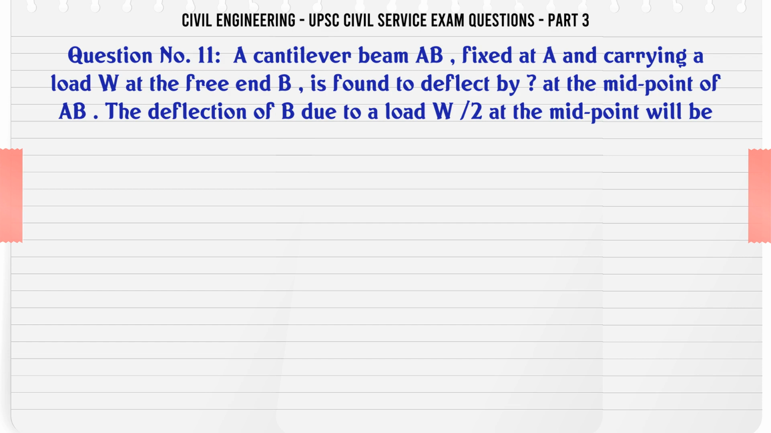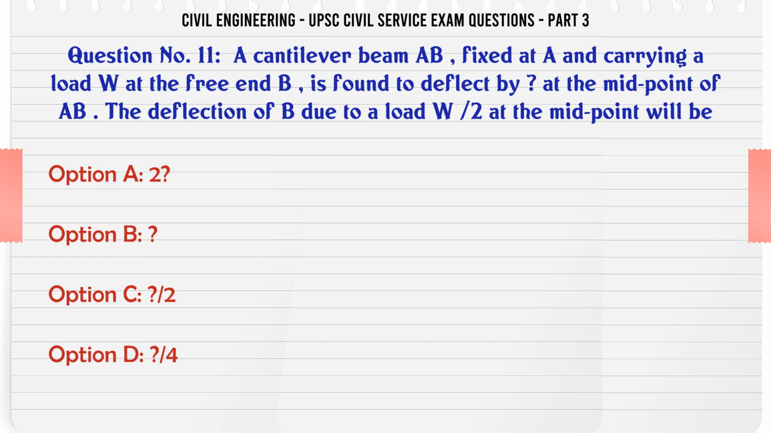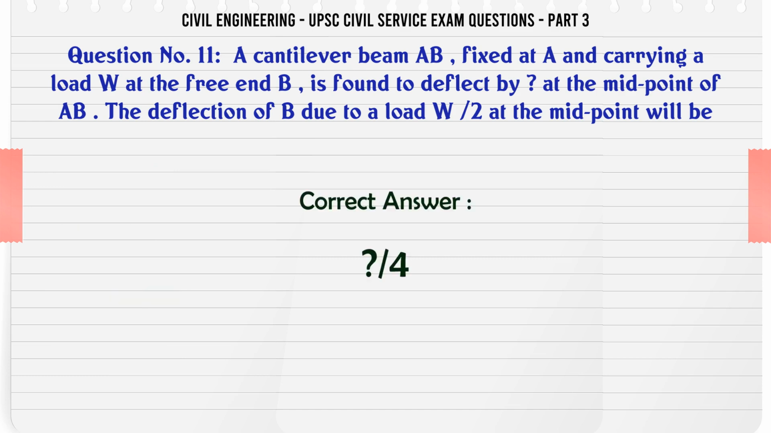A cantilever beam AB fixed at A and carrying a load W at the free end B is found to deflect by Δ at the midpoint of AB. The deflection of B due to a load W/2 at the midpoint will be A. 2Δ, B. Δ, C. Δ/2, D. 4Δ. The correct answer is 4Δ.